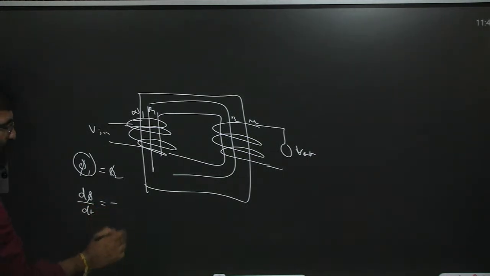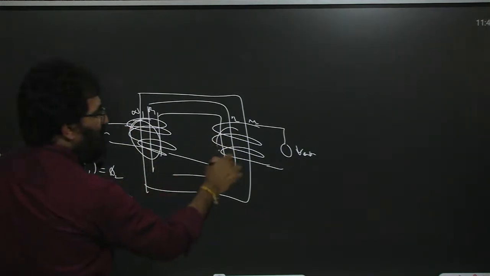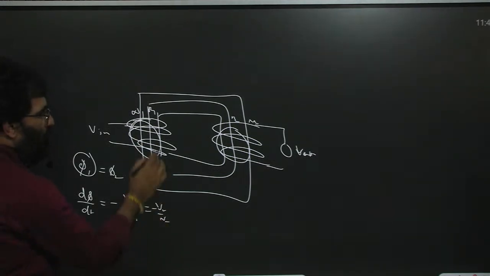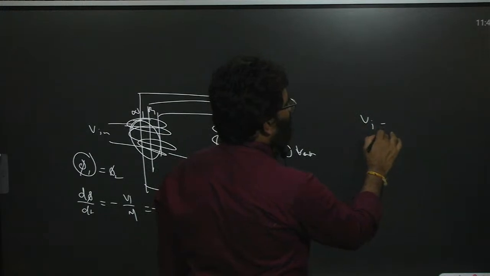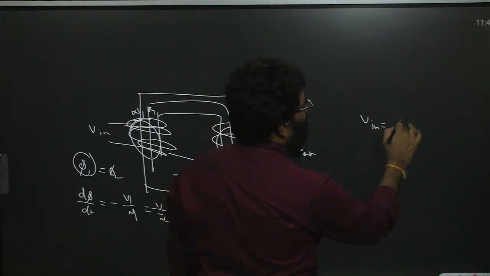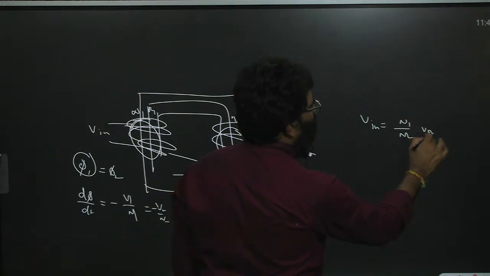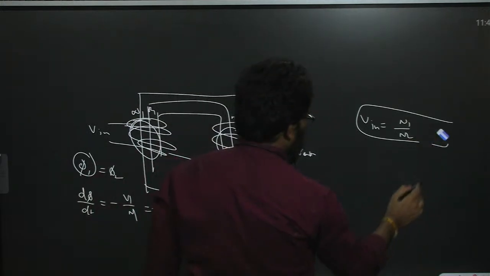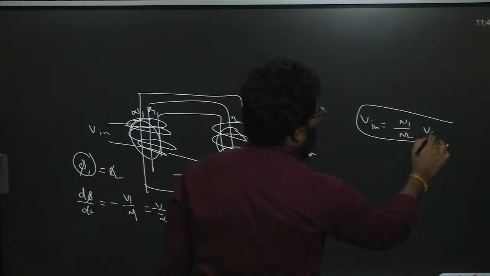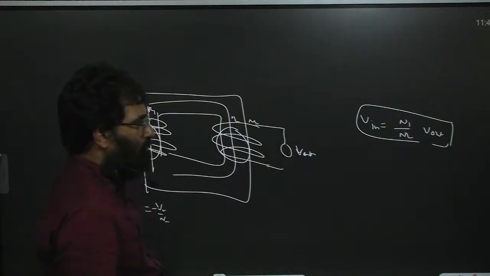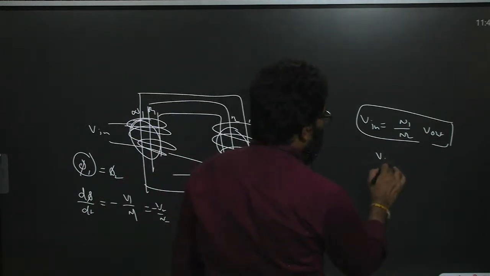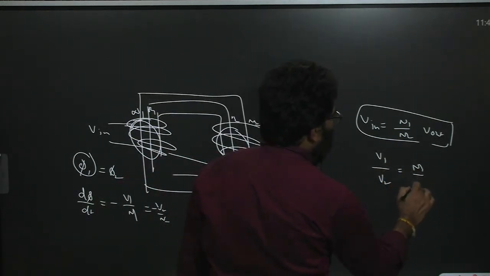The rate of change of flux is nothing but minus V1 by N1. Here also the change in flux is the same, equal to minus V2 by N2. So V input is equal to N1 by N2 into V output. Now if the number of turns in the primary coil is more, V input by V output is equal to N1 by N2. Always remember this.